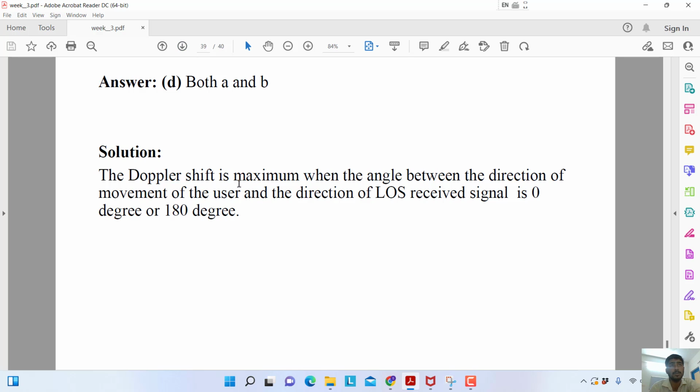This is the explanation of this question. Doppler shift is maximum when the angle between the direction of movement of the user and the direction of the LOS received signal is 0 degree or 180 degree. Putting the value due to the cosine term, cos 0 is 1 and cos 180 is minus 1, so here we will get the maximum Doppler shift.